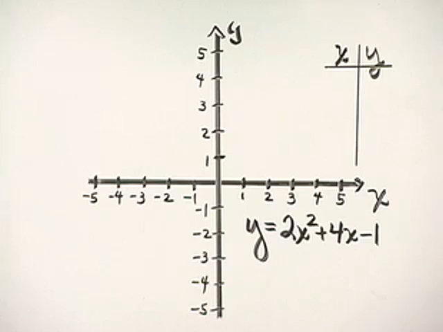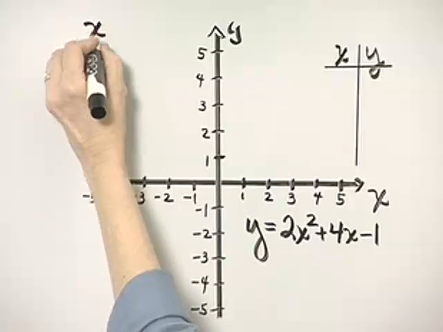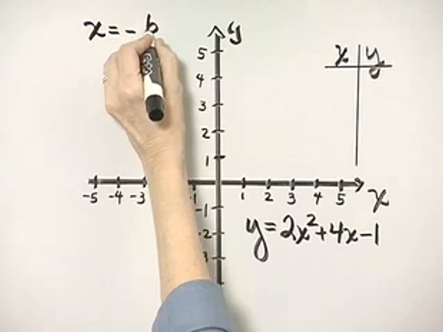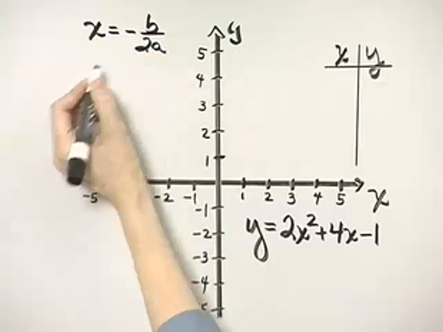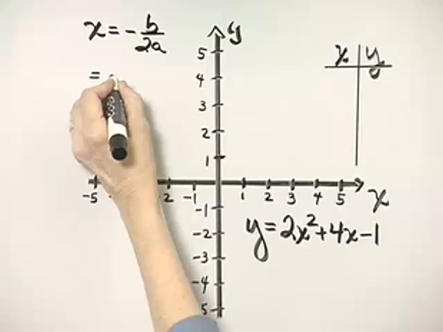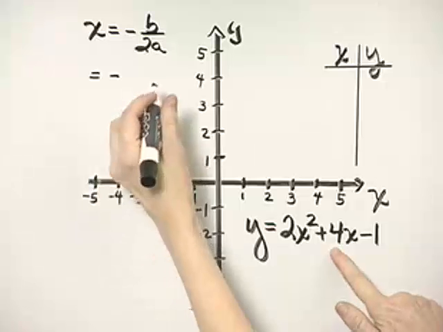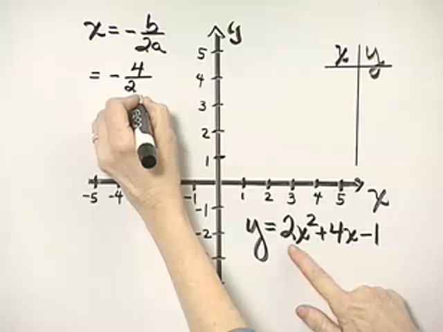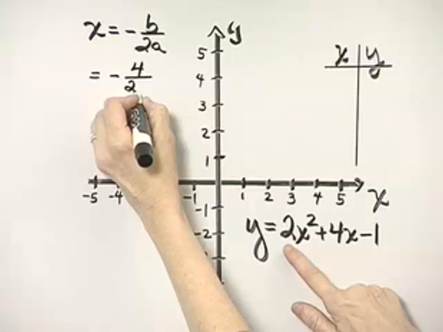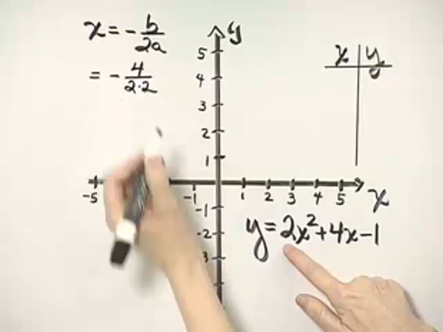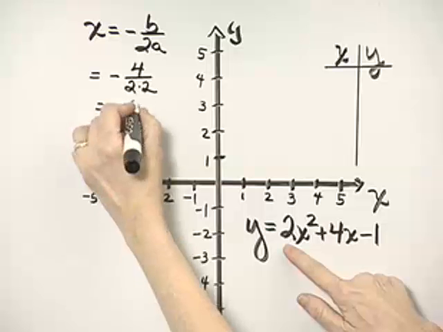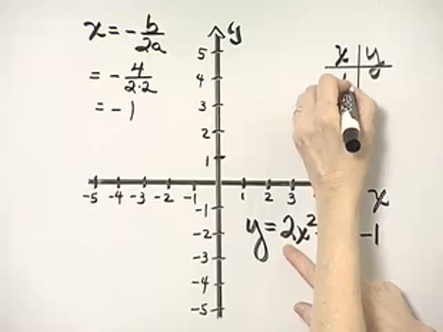To find the vertex, we use the fact that the x value of the vertex is negative b over 2a. So it's negative, b is the coefficient of x, that's 4, over 2 times a, the coefficient of x squared, times 2. So that is negative 4 over 4, or negative 1.